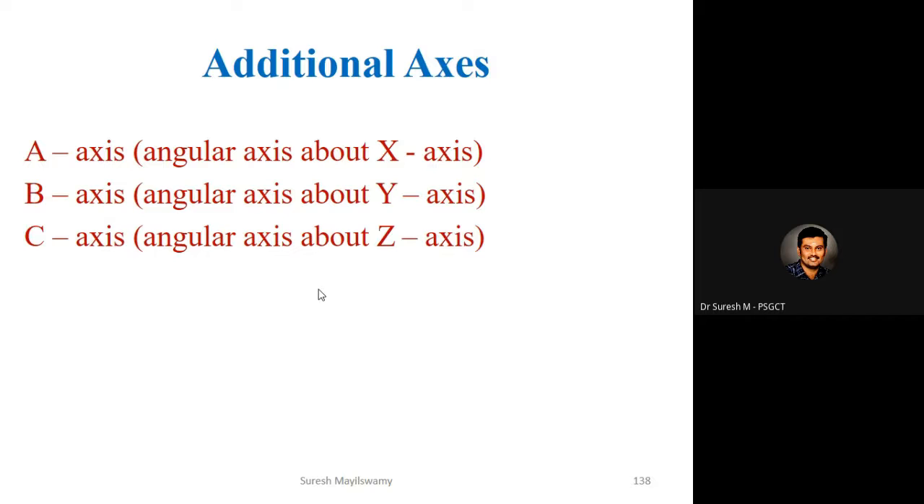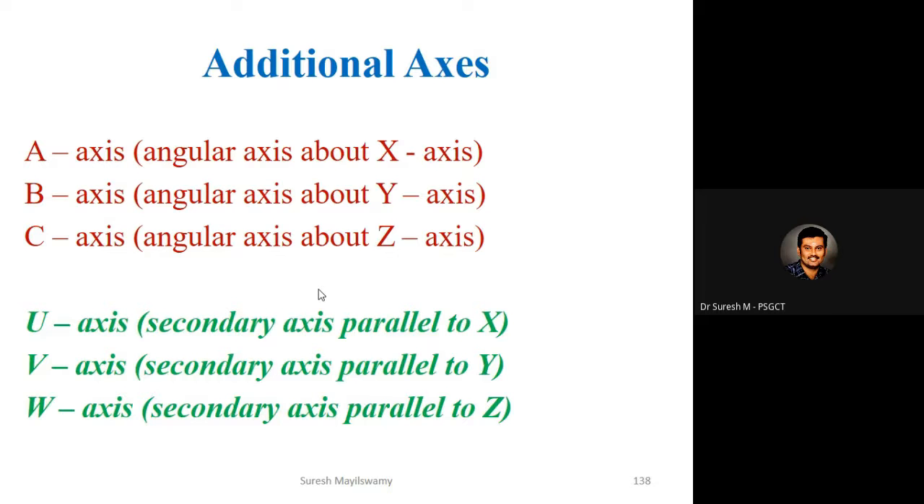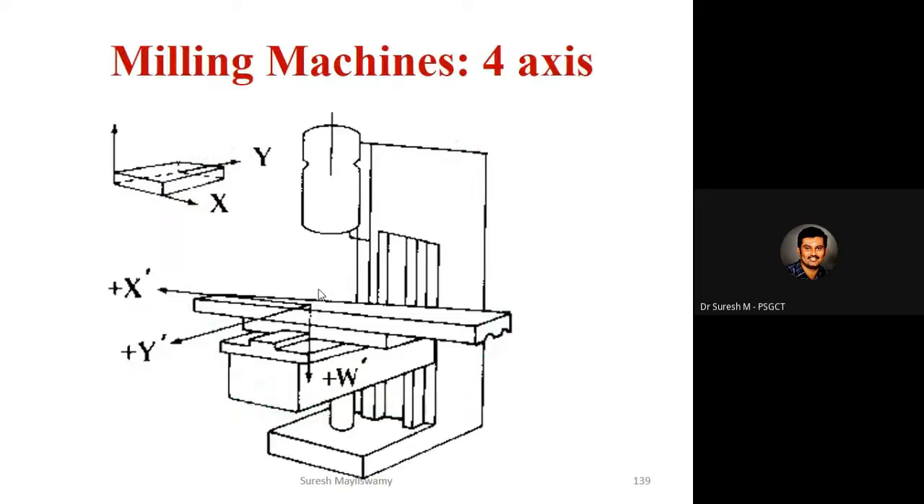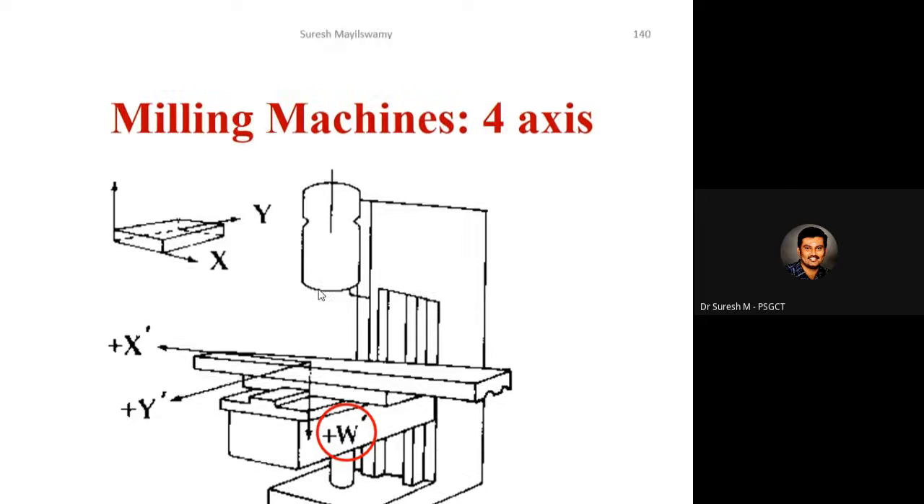In the same way, we have U, V, and W. So U is the secondary axis parallel to X, V is the secondary axis parallel to Y, and W is the secondary axis parallel to Z. So obviously a 9 axis CNC machine is possible. A milling machine with 4 axes is shown here. So W is shifted here so that this is the additional axis.